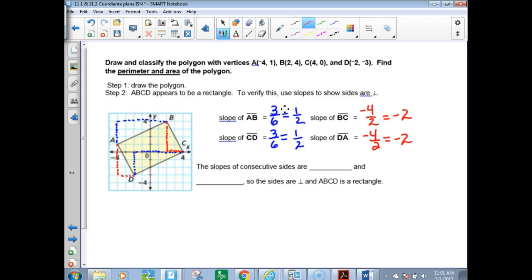Now, if you look at 1/2 and negative 2, the way they're related is the slopes of the consecutive sides are opposite. They have opposite signs, and they are reciprocals. So from previous learning, we know that the sides are perpendicular because the slopes are negative reciprocals or opposite reciprocals. The next step, since now we know that we definitely have a rectangle.